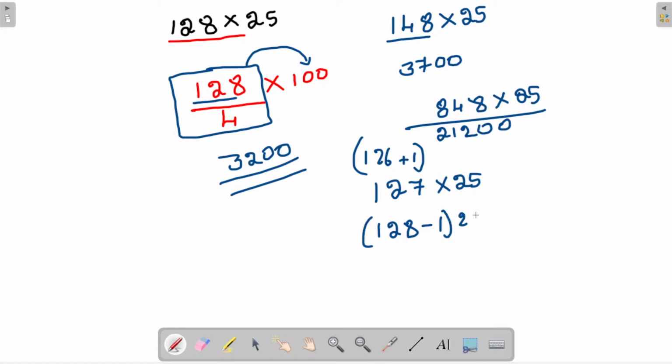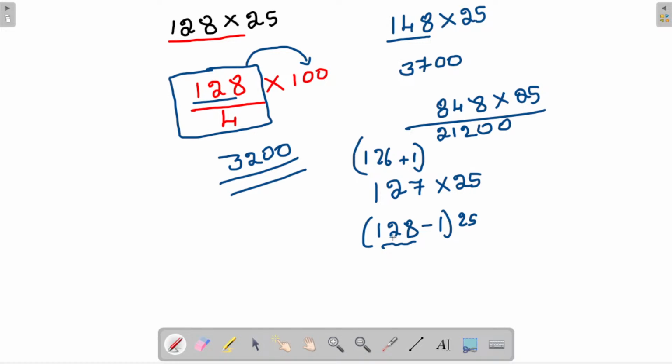128 minus 1 is best. The reason is it is a multiple of 4. How to check whether the number is a multiple of 4 or not? If the last 2 digits are a multiple of 4, then the number is a multiple of 4, meaning the last 2 digits are in the table of 4.